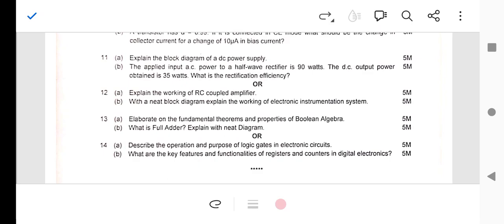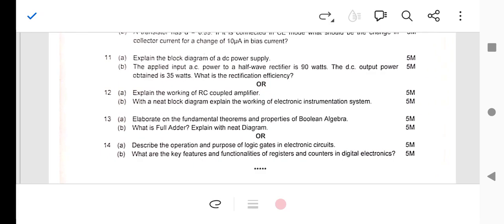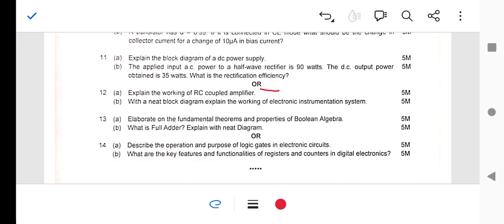Explain the working of RC coupled amplifier. The amplifier diagram you have to draw. For this diagram and explanation you will get 5 marks: 2.5 marks for the RC coupled amplifier diagram and 2.5 marks for the explanation. With neat block diagram, explain working of electronic instrumentation system. The block diagram of electronic instrumentation system you have to remember. Block diagram and explanation, 2.5 marks and 2.5 marks you will get.